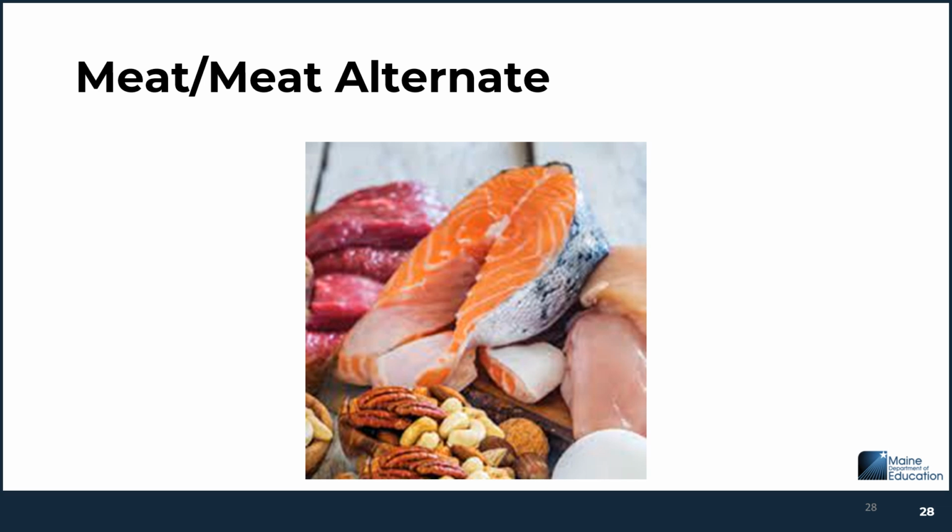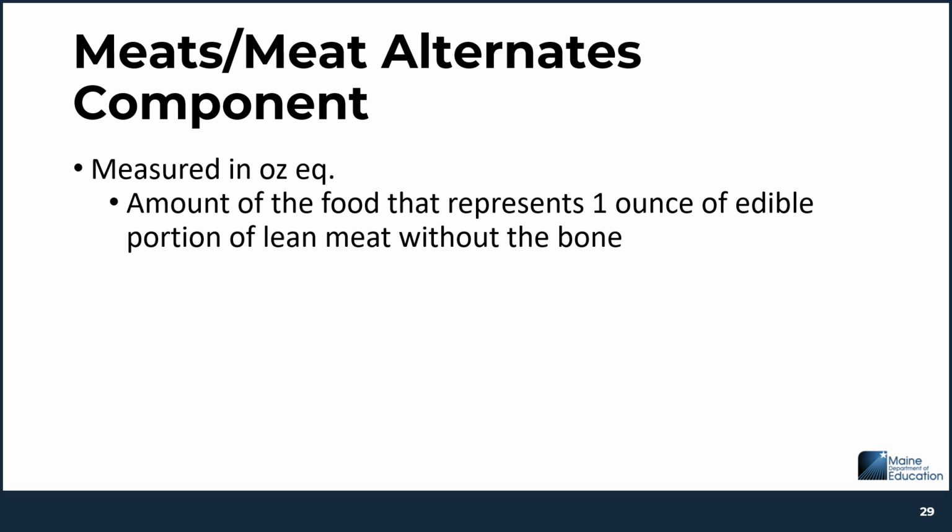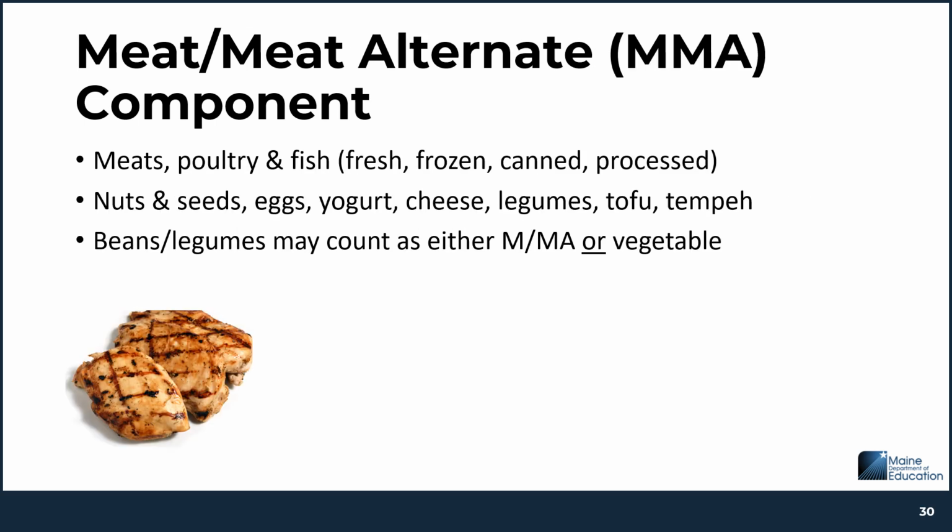The next component we will look at is the meat alternate component. The meat alternate component is also measured in ounce equivalents, just like the grain component. So this is the amount of food that represents 1 ounce of edible portion of lean meat without the bone. The meat component includes meat, poultry, and fish that can be fresh, frozen, canned, or processed. It also includes nuts and seeds, eggs, yogurt, cheese, legumes, tofu, and tempeh. These would be considered meat alternates.